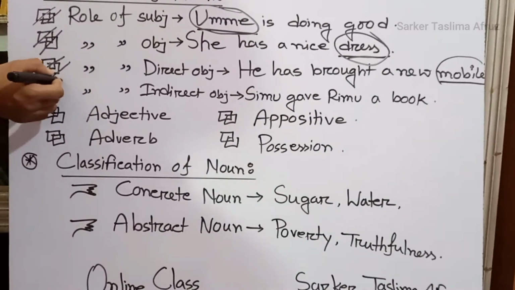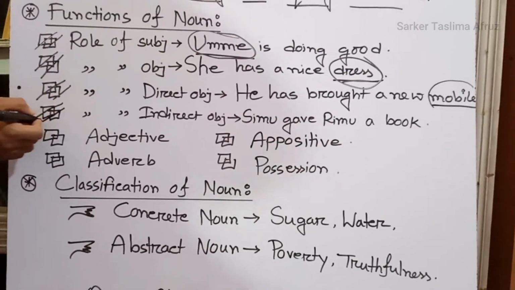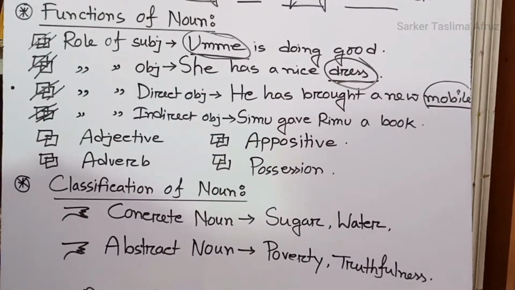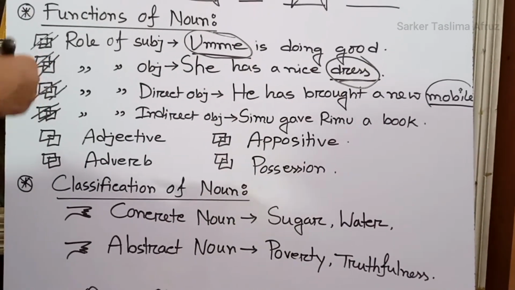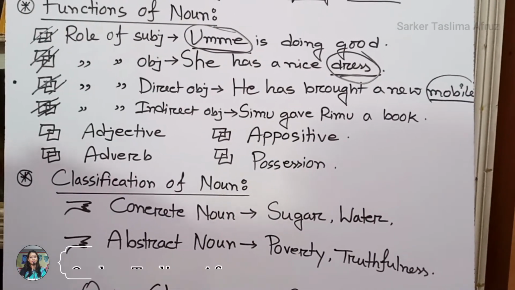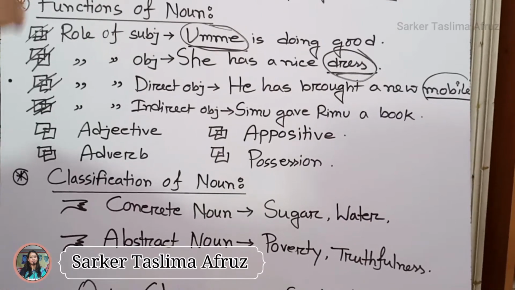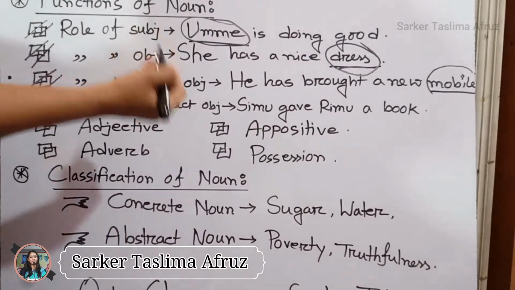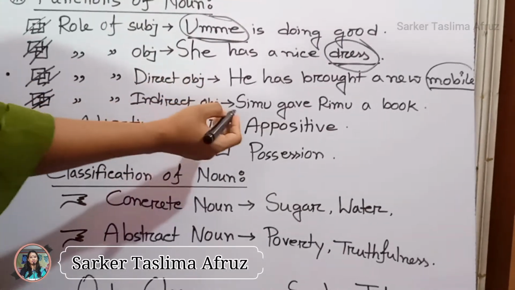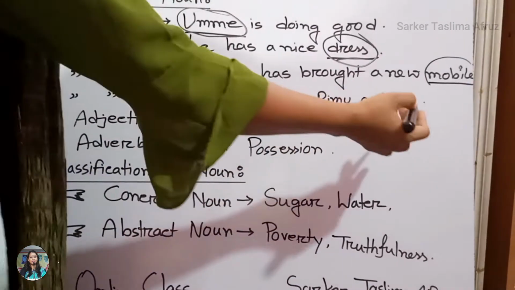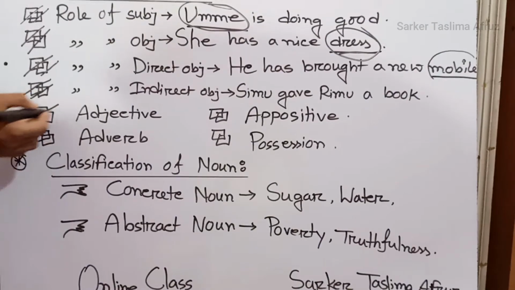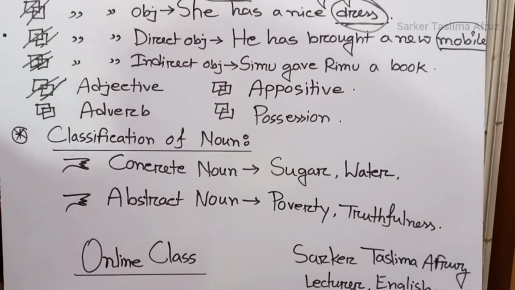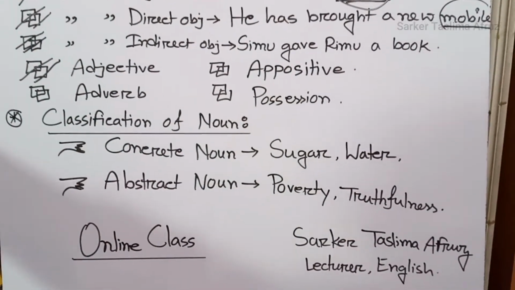Next one, yes learner, I want to mention again, I am talking about functions of noun. Well, next comes role of indirect object. Yes, noun sometimes is used in a sentence as an indirect object, like she won't give Remo a book. Next, I didn't write here the examples but only mention the functions.